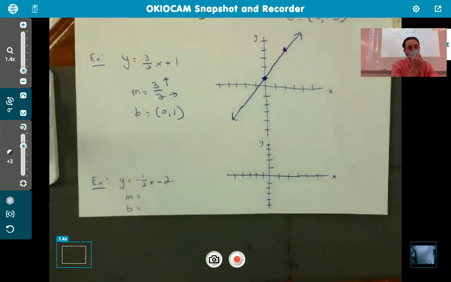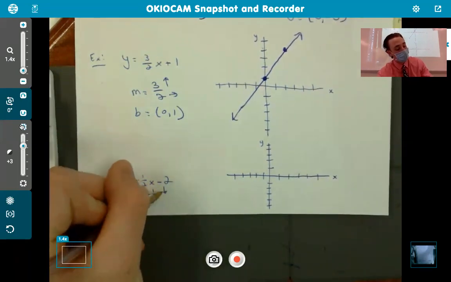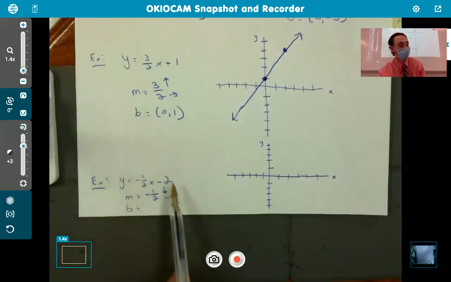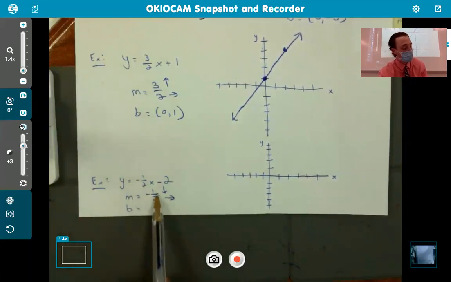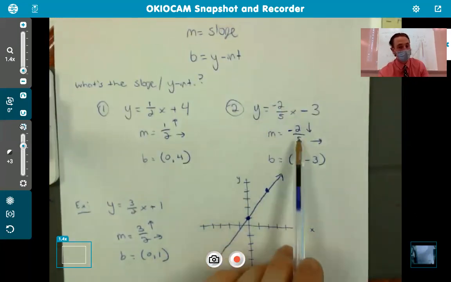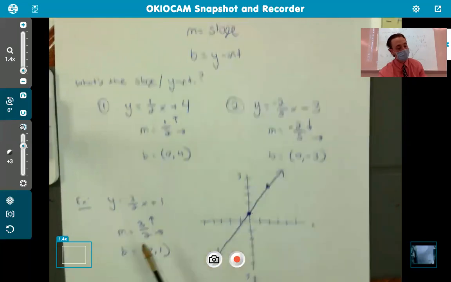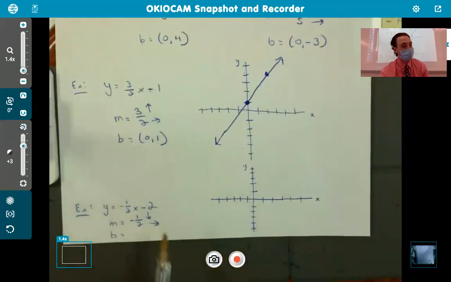What about in the second example? What's my slope in the equation y equals -1/2 x minus 2? You always go to the right. So what is the slope? Negative 1/2. I'm going to go down, but always to the right. So just work it one number at a time. If it's -1, I'm going to go down 1, and then it's always to the right 2. If it was negative, like in this example up here, if it was -2/5, down 2, but always to the right 5.